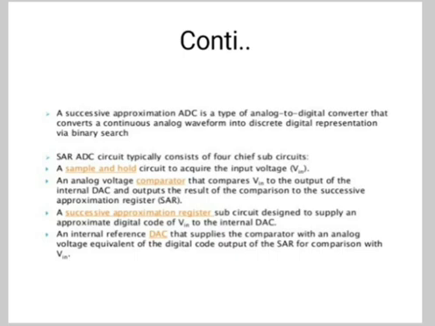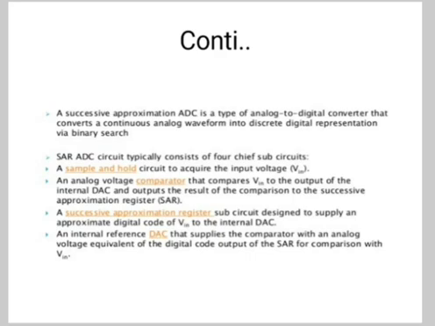A successive approximation ADC is a type of analog to digital converter that converts a continuous analog waveform into a discrete digital representation via a binary search through all possible quantization levels before finally converging upon a digital output for each conversion.